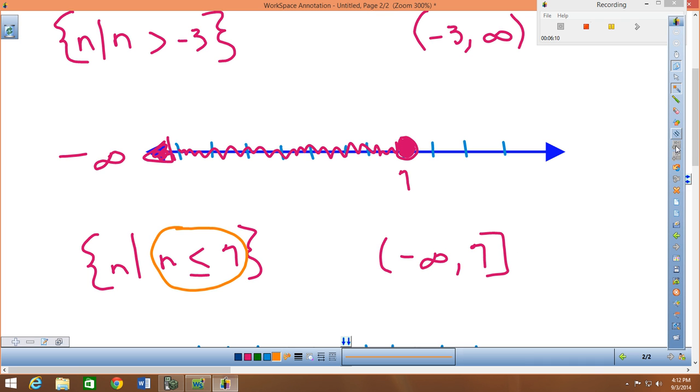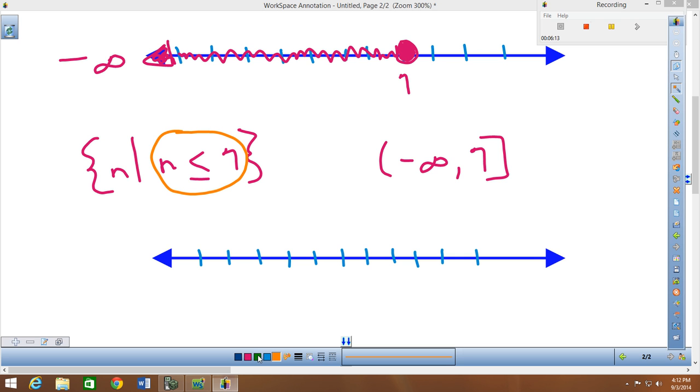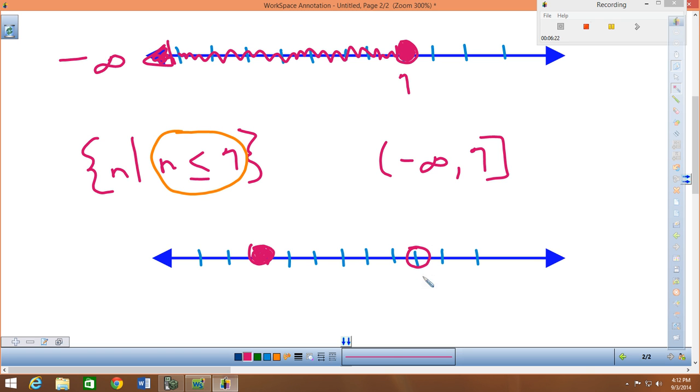Let me show you one more example. Okay. Let's say that I've got a graph that goes from here and it ends right here. Okay. We'll say that that is 2, 3, 4, 5, 6, 7, 8. Okay. So my graph is going, or my numbers that I'm interested in are between 2 and 8, including 2. In set builder notation, it's going to look like this. Okay. 2 is less than or equal to n, which is less than 8.